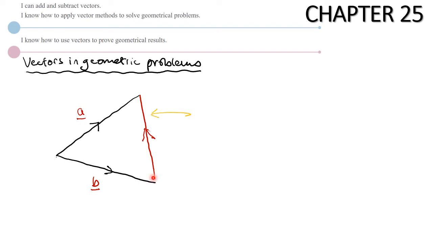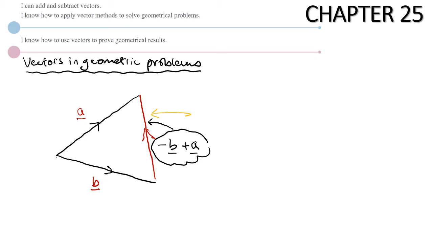Well, let's think about it. To get from this point to this point, how do I get from here to here? Well, I go backwards along A and forwards along B. I know it's the long way round, but as long as I start and finish in the right place, that's all that matters. So when I go backwards along B, we write that as negative B, and then forwards along A, we write that as plus A. So this vector, or that negative B plus A, represents this vector here.